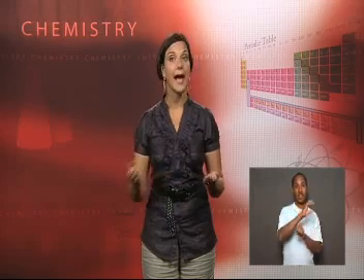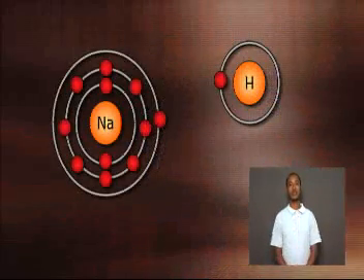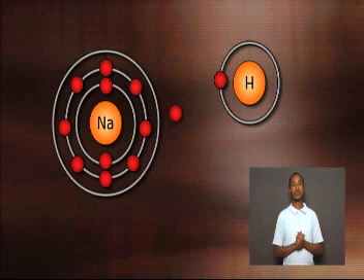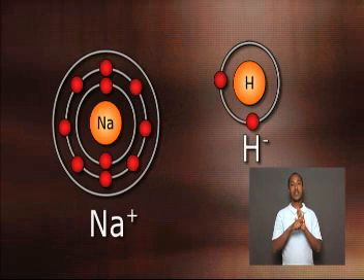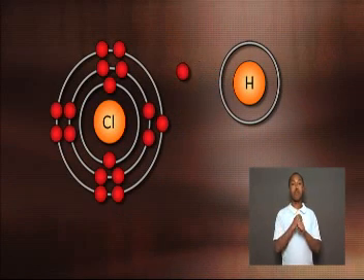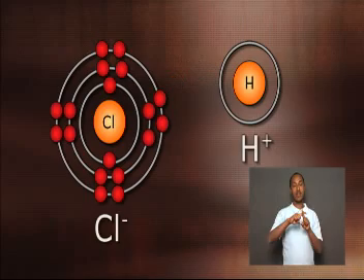While hydrogen is considered a non-metal, it is capable of forming both an anion and a cation. For example, it can form a hydride ion, as in sodium hydride, and it can form a hydrogen ion, as in hydrochloric acid.